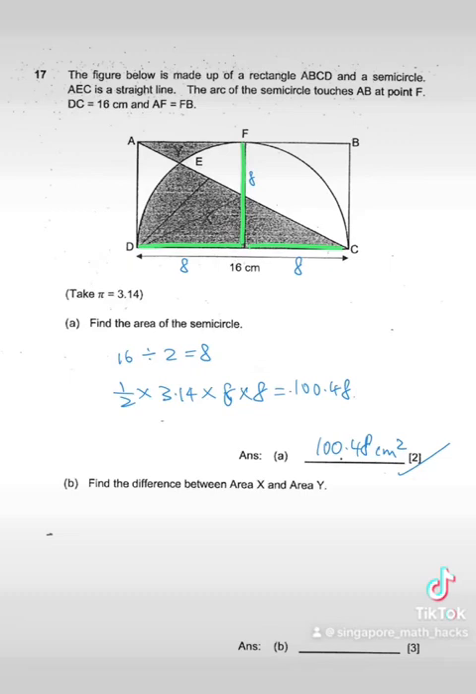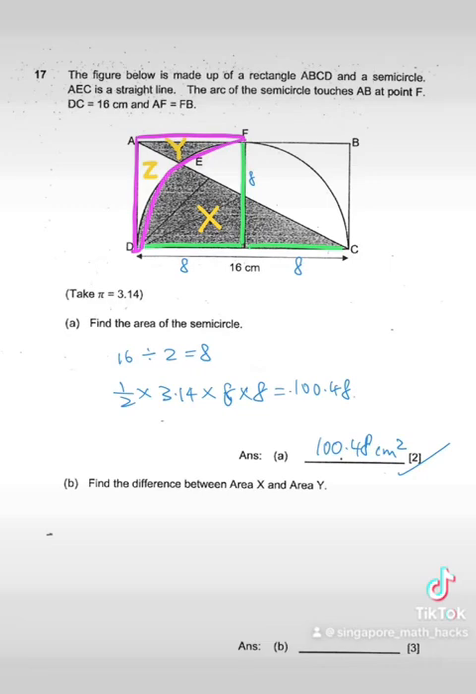I will call this part y and this is x. It's inside the question, it's printed there. Then I will call this part z. Now if you notice this piece here looks like a boomerang, right? You can actually find this by taking the square minus the quarter circle. That will give you y and z.